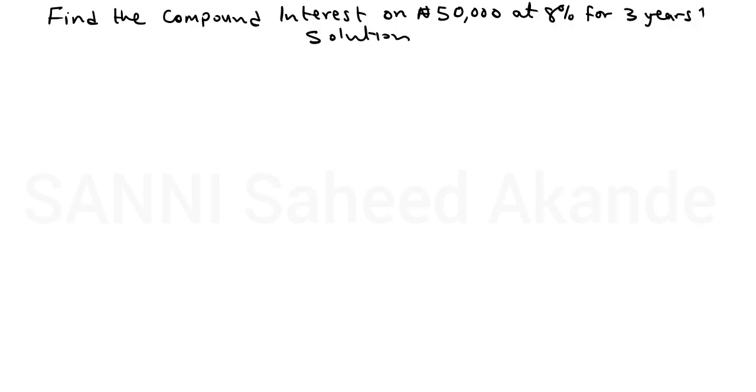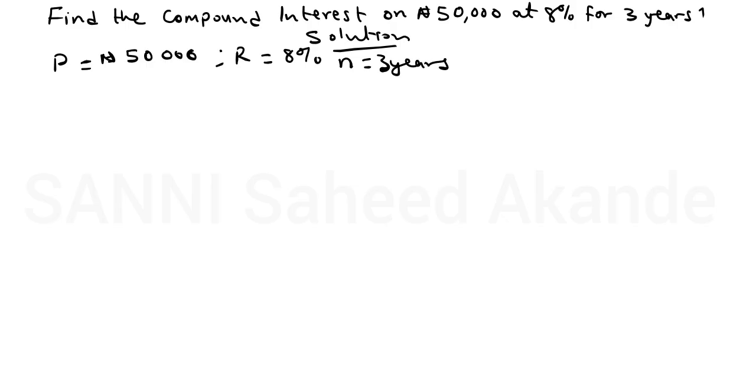So here the principal amount is equal to 50,000 naira, and the rate is equal to 8%, and the number of years n is 3 years. Okay, so before we find the compound interest on 50,000 naira, we must first of all know the amount.